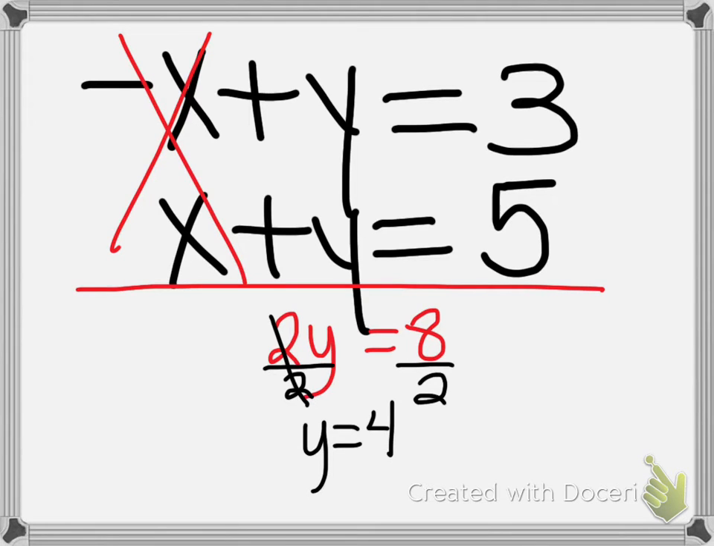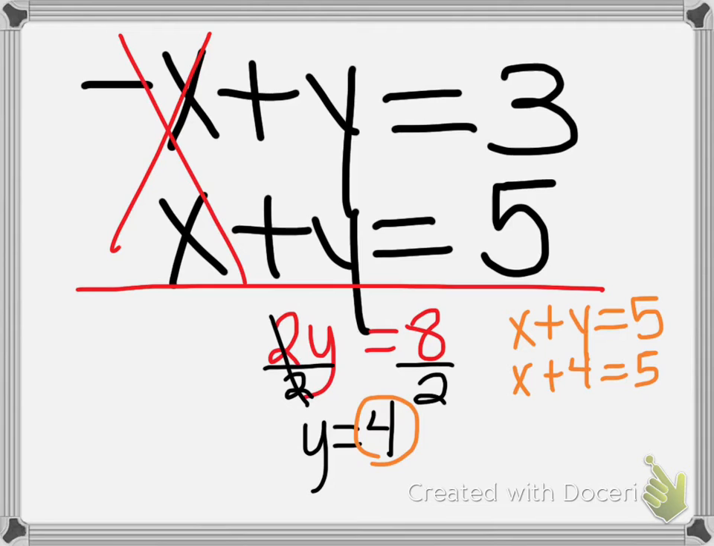So now I know the value of y. Next, I need to know the value of x. So I'm going to choose an equation. I'm going to choose the bottom equation because it has no negatives, and that makes it easier for me. So x plus y equals 5. I want to substitute 4 into that equation for y. So x plus 4 equals 5. Then I want to solve it. I'm going to eliminate the 4 by subtracting 4 from both sides. So my answer is x equals 1.